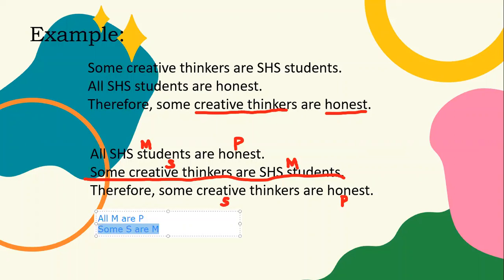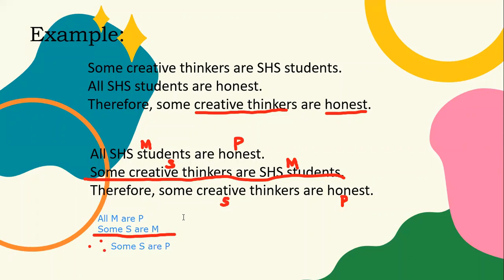I-underline ko to ha. Therefore, wala akong symbol ng therefore. Yun yung tatlong tuldok ha. Therefore, some S are P. Okay po. So instead of using yung words na senior high school students, honest, creative thinkers, ang ginamit natin symbols.